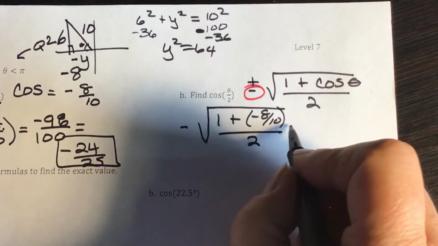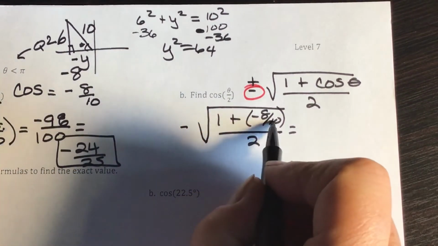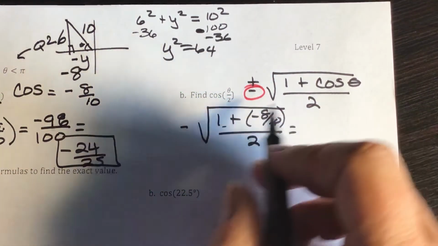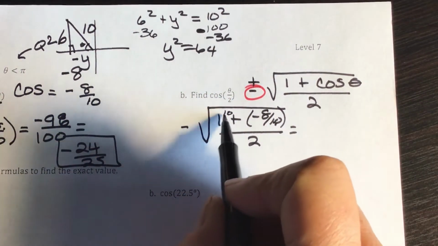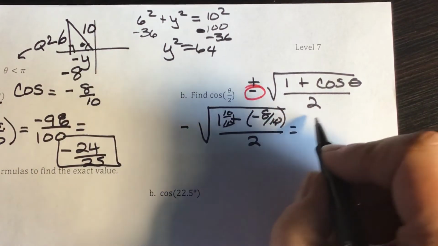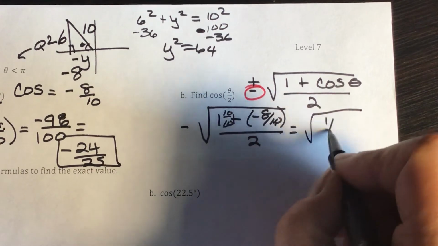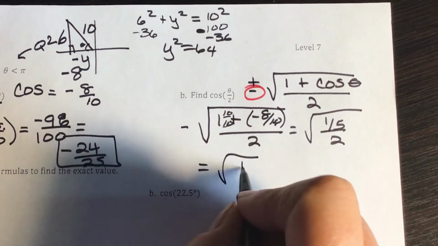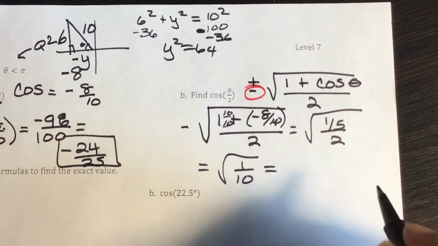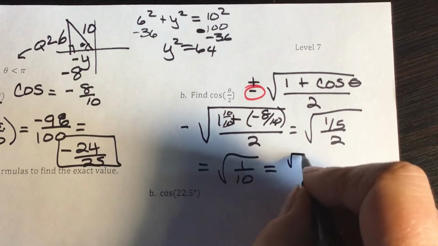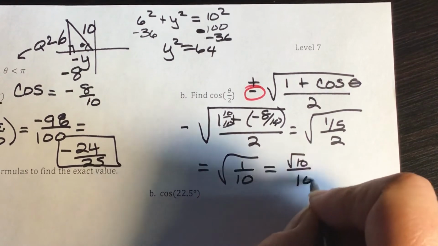over 2. So this would be 2/10 or 1/5, because this would be 10 over 10 minus 8 over 10 is 2 over 10 or 1/5 divided by 2, which is the square root of 1/10. And this would be, if I rationalize the denominator, square root of 10 over 10.